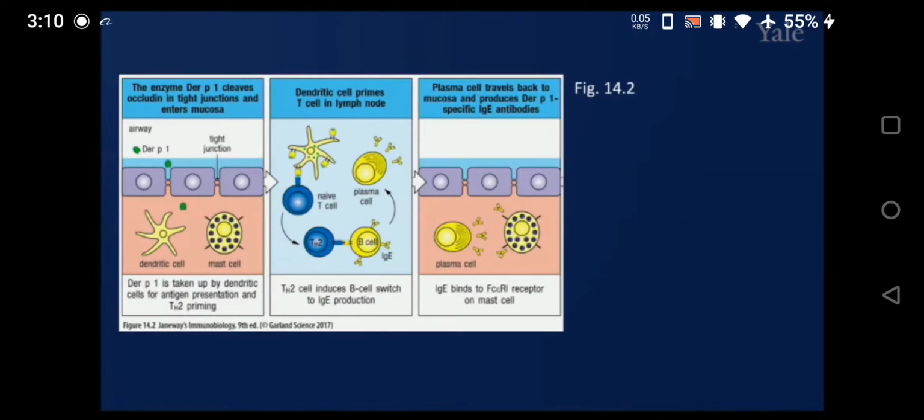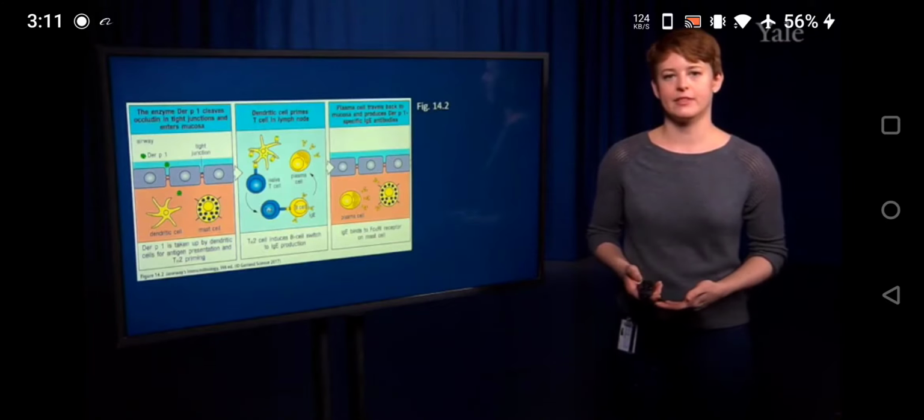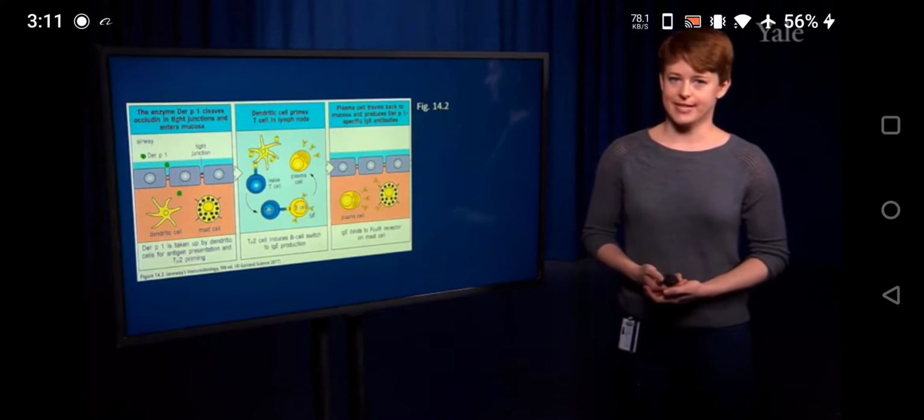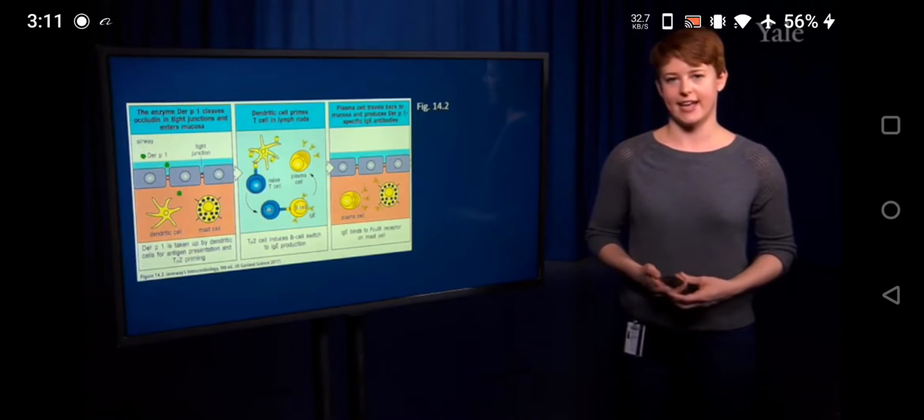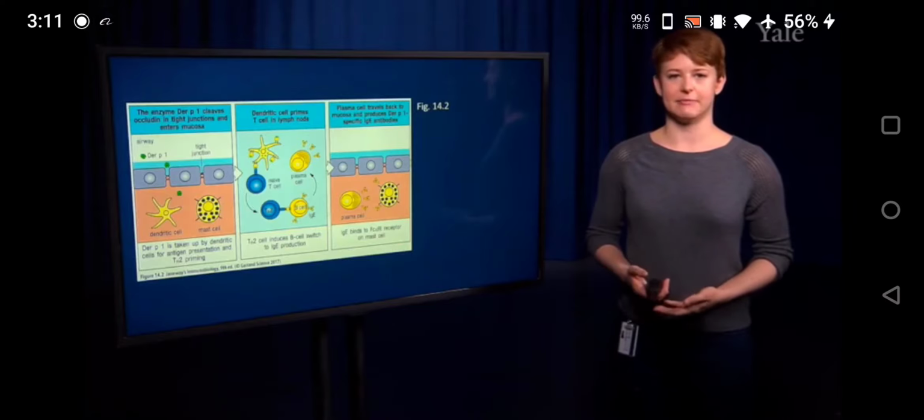Finally, these B cells will then mature, and IgE-producing plasma cells will actually travel back to the mucosa. And these cells will then produce this DIRP1 specific IgE antibody, which will bind to the Fc epsilon receptors on the surface of mast cells and basophils. And this primes the tissue so that next time the antigen, in this case DIRP1, enters the mucosa, these cells will be poised to bind to that antigen and immediately release granules, which causes symptoms in an allergic response.